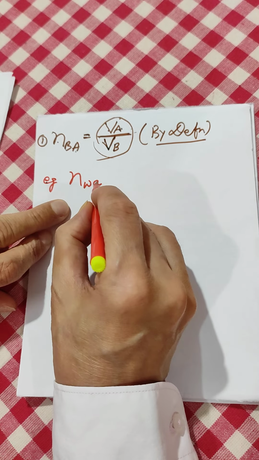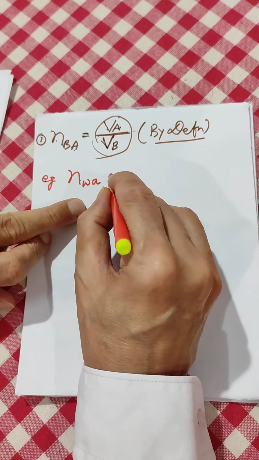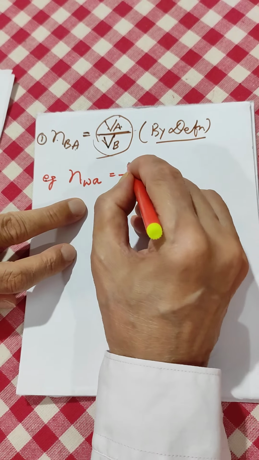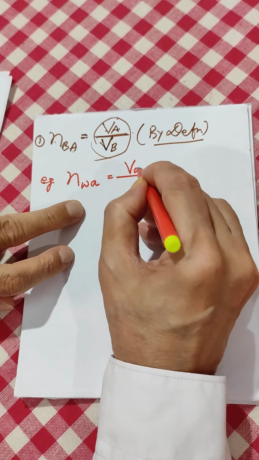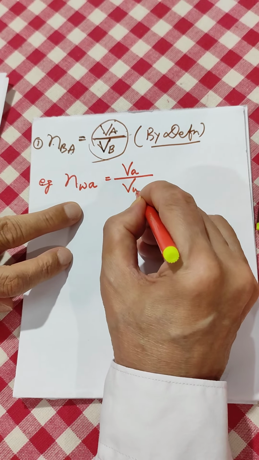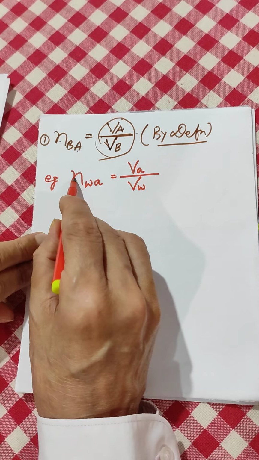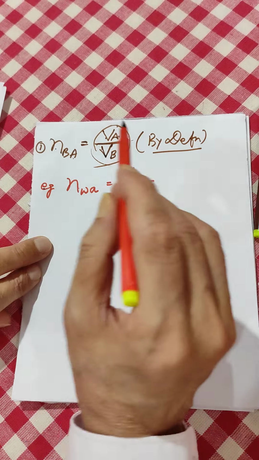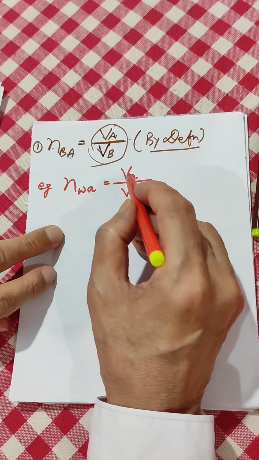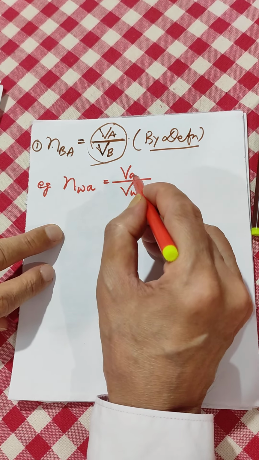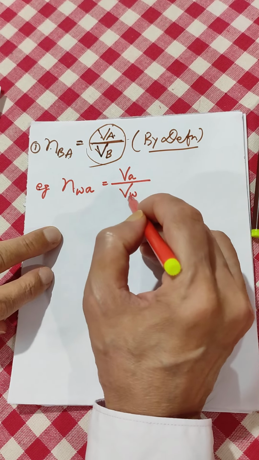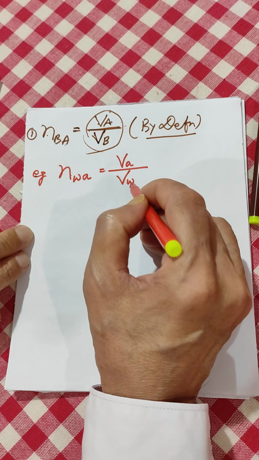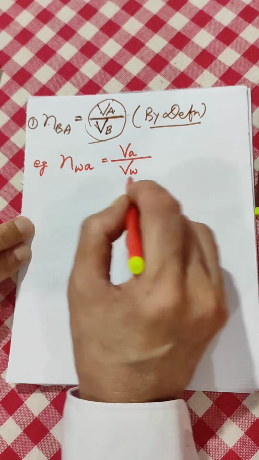Refractive index of water with respect to air. So air is the first medium. So this is equal to, using this formula, VA by VW. So refractive index of water with respect to air is equal to, according to this formula, which comes from the definition, velocity of light in medium A by velocity of light in medium water. Okay, so this is an example.